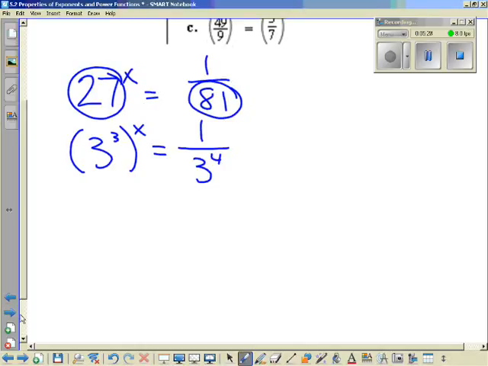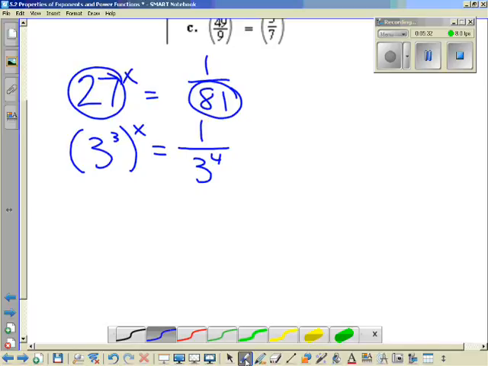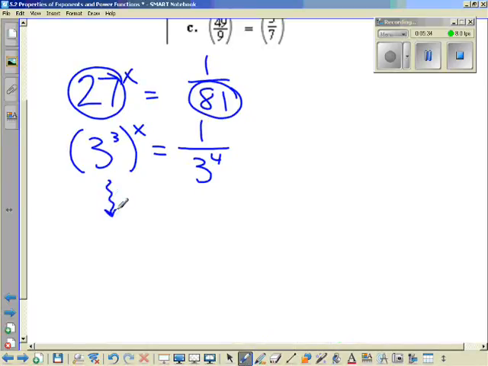And since they were both 2 to the something, we could set them equal. On the left side, we have 3 to the 3x. And on the right, what do you have? 1 over 3 to the 4th. I need to write that as 3 to the something. Yes, 3 to the negative 4. And now we're in business.